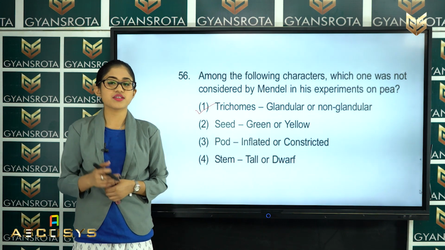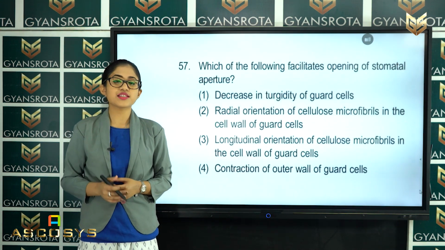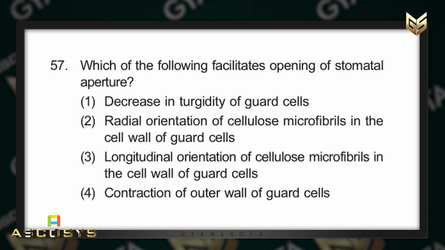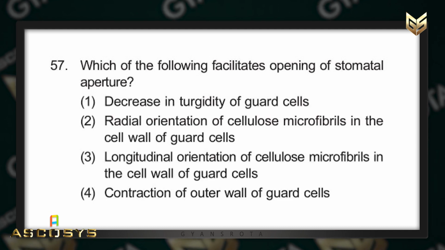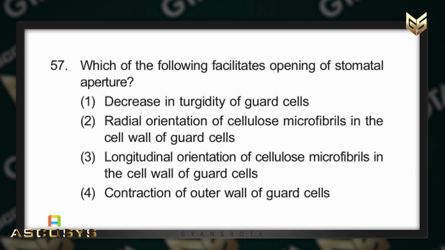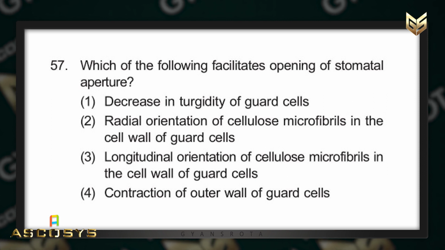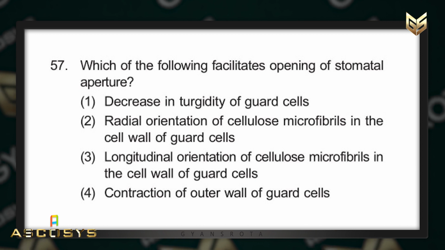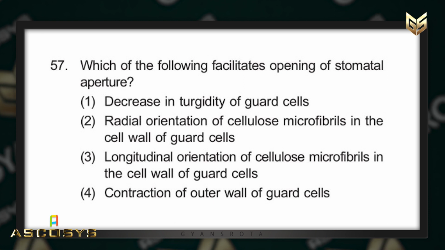Now let's move on to the next question. Now in the next question, as you can see here, question number 57, which of the following facilitates the opening of the stomatal aperture? There are 4 options given. First option is decrease in turgidity of the guard cells. Second option is radial orientation of the cellulose microfibrils in the cell wall of guard cells. And option number 3 is longitudinal orientation of the cellulose microfibrils in the cell wall of guard cells, and last option is the contraction of outer walls of the guard cells.